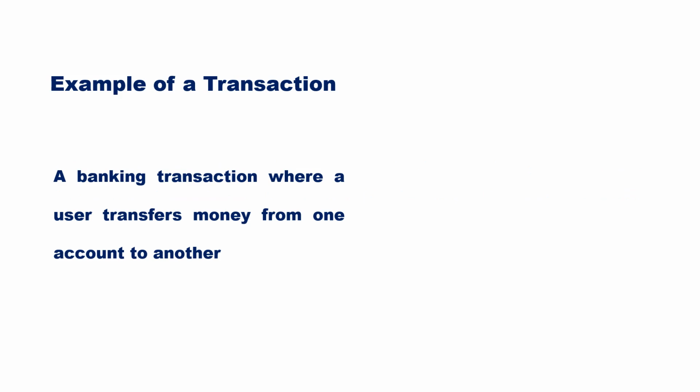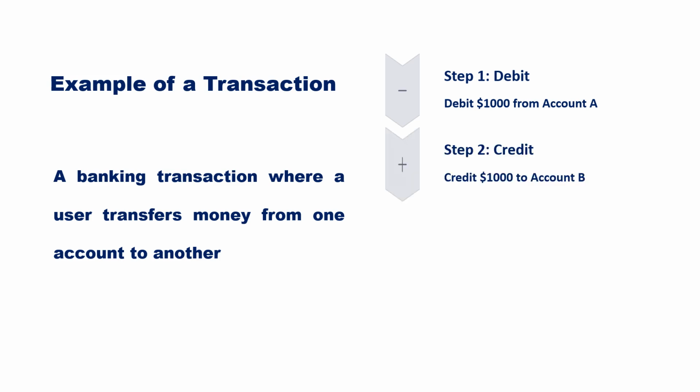Let's understand the concept of a transaction in a real-world scenario. Imagine you're performing a banking transaction where you transfer money from one account to another. This process involves two main steps. Step 1, debit. Imagine the user wants to transfer $1,000. We start by debiting $1,000 from account A. Step 2, credit. Next, we credit that same $1,000 to account B.